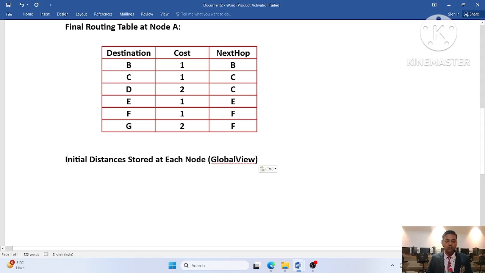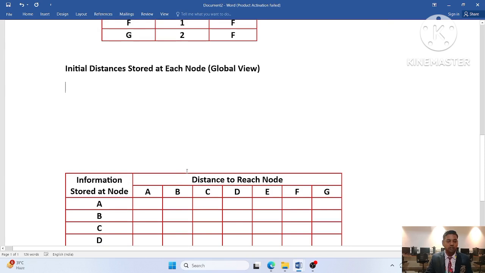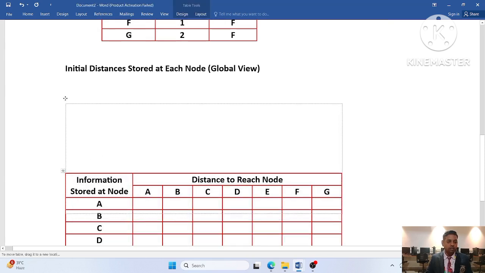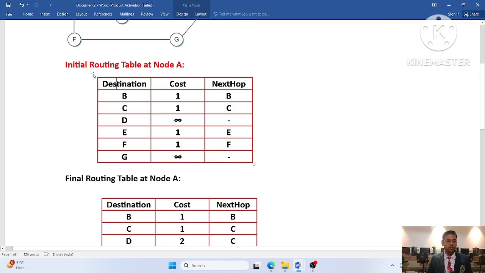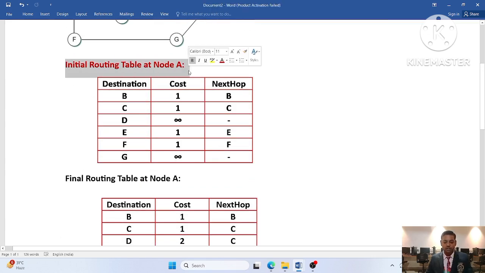So, the initial distances stored at each node or each router. So this table we can construct. How to construct this table? We have to write all the nodes from node A to node G, and horizontally also we have to write all the nodes from node A to node G. So information stored at node. So how to fill this table? Initially we are going to take only the. So let me delete this part.